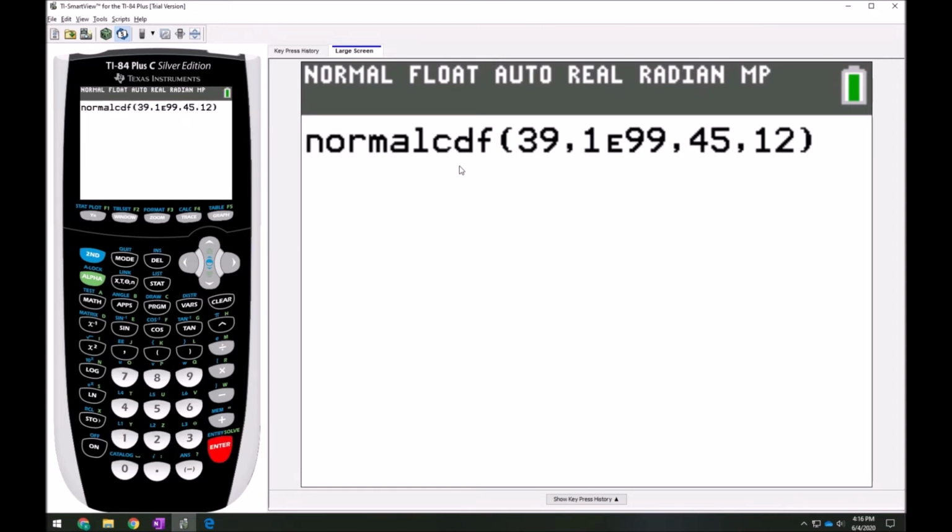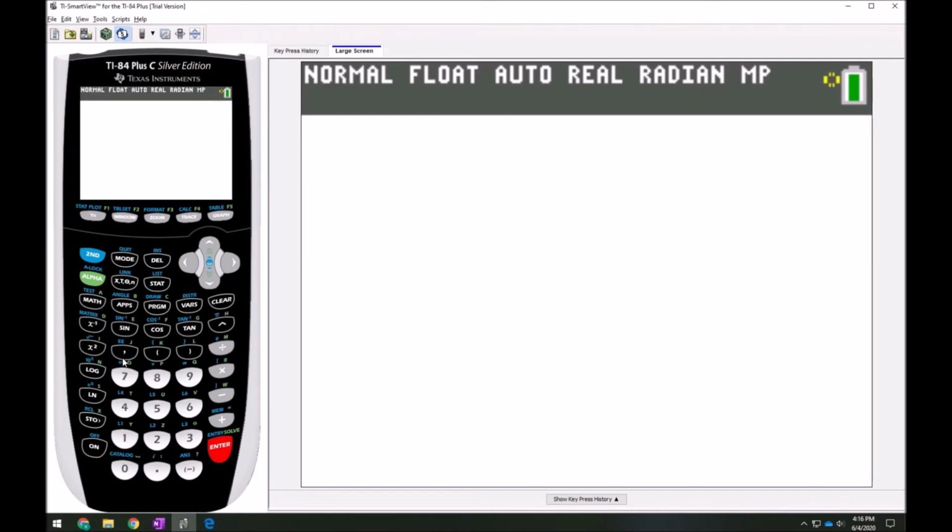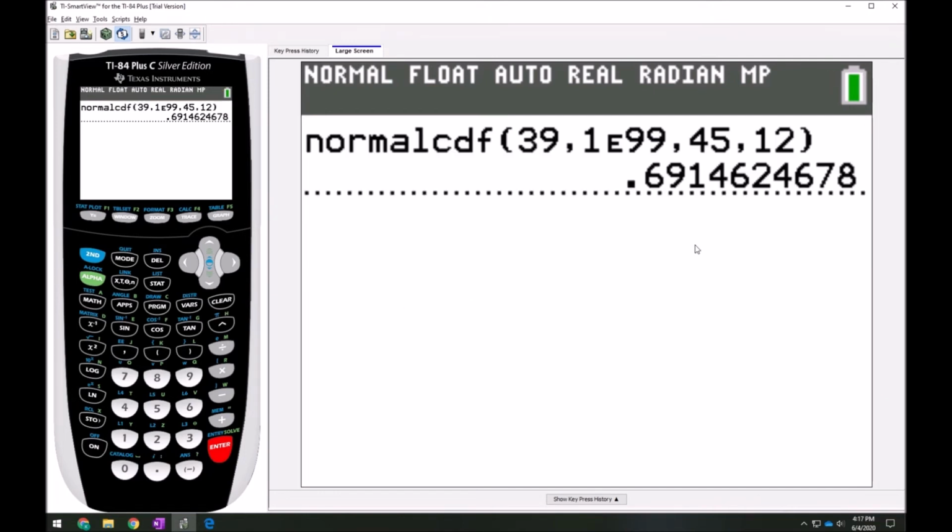If you don't have that fancy calculator menu, you just actually have to type this in exactly this order on your main screen, and you can use, again, that comma button right above the 7 to do it. Now, if I click Enter, I should get a decimal value, 0.6915 if I round to 4 places.